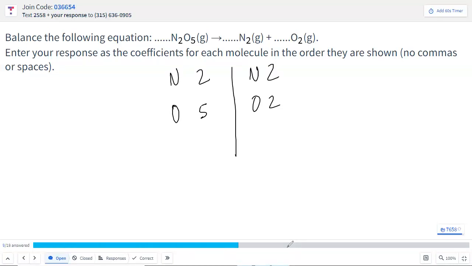Three-digit number. So first digit is the coefficient on the N2O5. Second digit is the coefficient on the nitrogen. Third digit is the coefficient on the oxygen. No spaces, no commas. Just the 3 numbers.